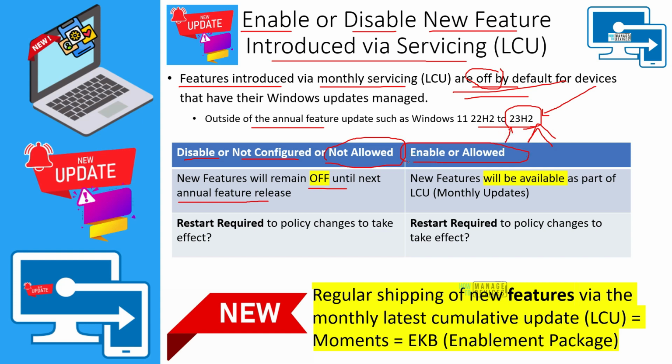And let's check what if you enable it or allow it. Enable it from group policy or allow it from Intune policy. The new features will be available as part of monthly updates. So all the new features will be available as part of monthly latest cumulative updates. And if you are changing the policy from on to off or enable to disable or not allowed to allowed, then restart is required for policy changes to take effect.